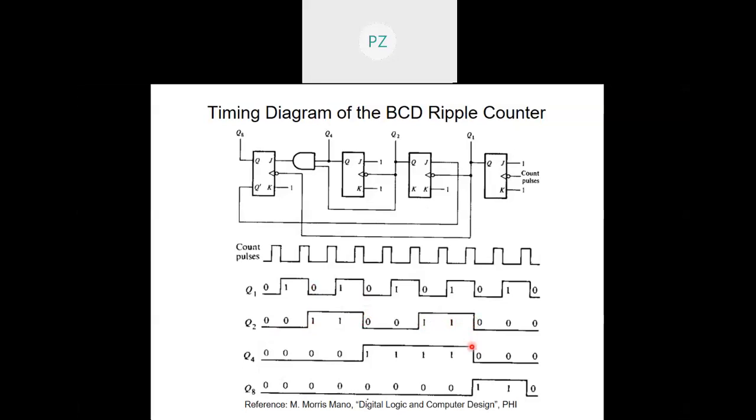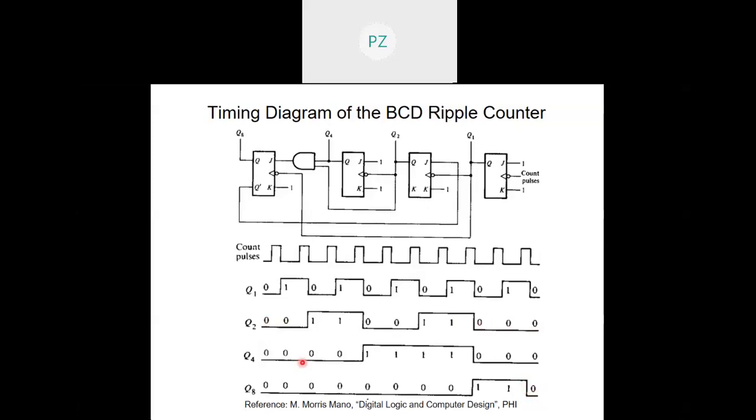Now at this point, Q8 has gone high. So when Q8 goes high, Q8 dash goes low. And when Q8 dash goes low, that means this is 0, this is 1. So Q2 gets reset and remains reset till this is pulled back low again. Right? So that is how Q2 operates.